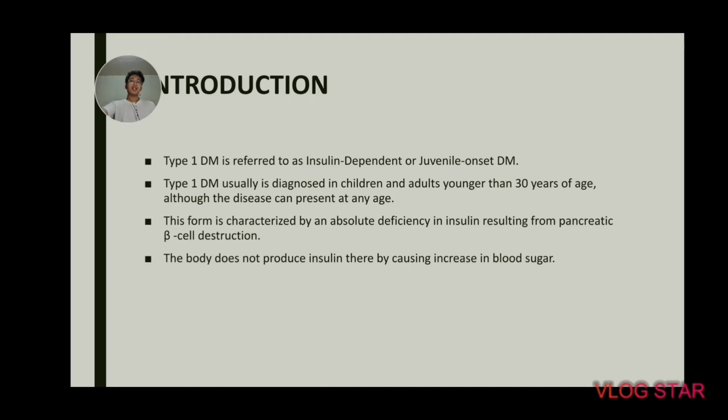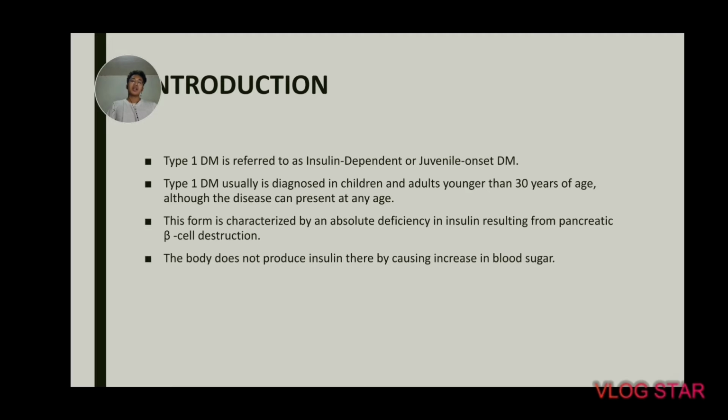So type 1 diabetes is also known as insulin-dependent diabetes mellitus or juvenile onset diabetes mellitus. This type of diabetes is diagnosed usually in children or adults younger than 30 years of age, although this disease can be present at any age actually.